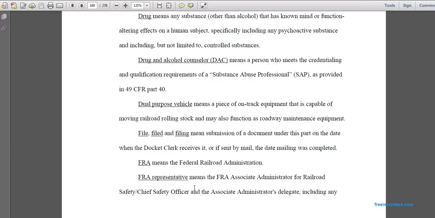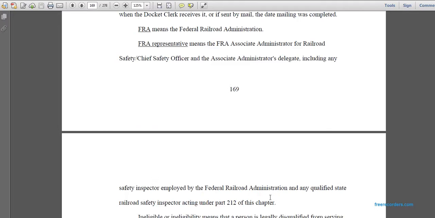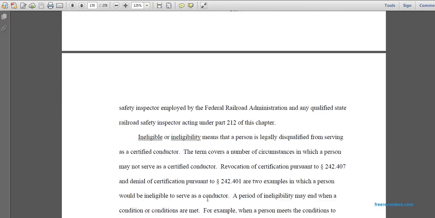FRA means the Federal Railroad Administration. FRA representative means the Associate Administrator for Railroad Safety and the Chief Safety Officer, and the Associate Administrator's delegates, including safety inspectors employed by the Federal Railroad Administration and qualified state railroad safety inspectors acting under the provisions of Part 212 of this chapter.